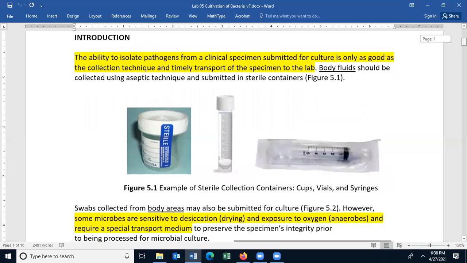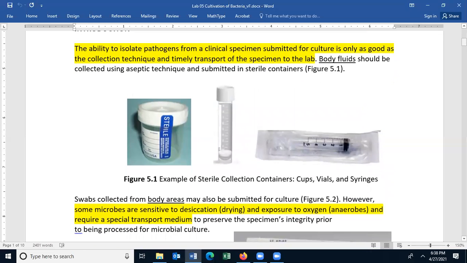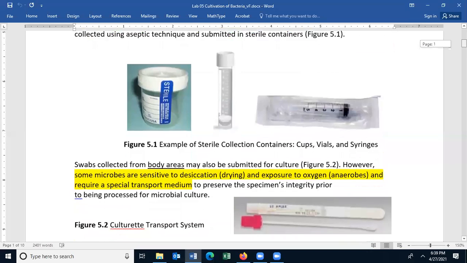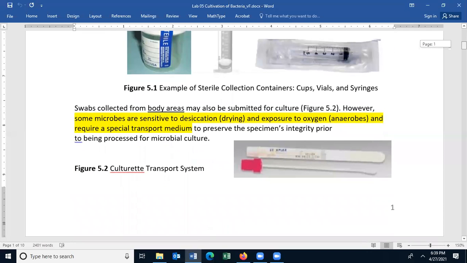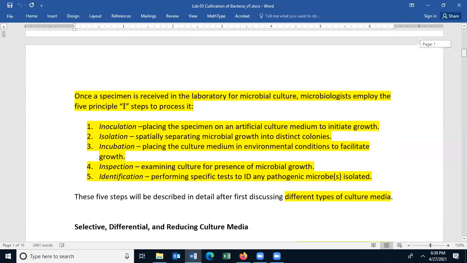The ability to isolate pathogens from a clinical specimen submitted for culture is only as good as the collection technique and the timely transport of the specimen to the lab. Some microbes are sensitive to desiccation, drying, and exposure to oxygen, meaning anaerobes in particular, and require a special transport medium.